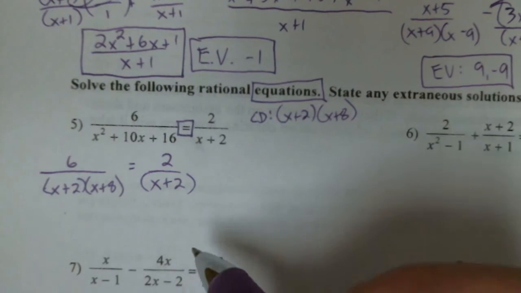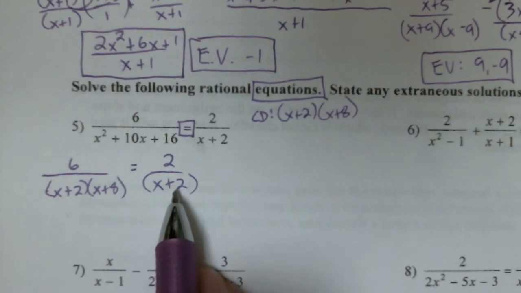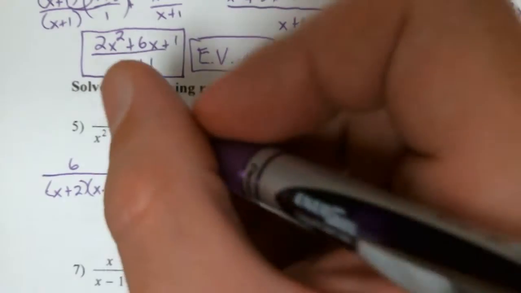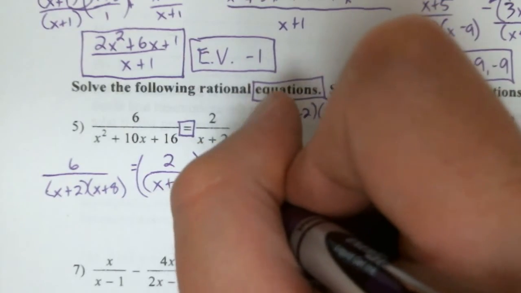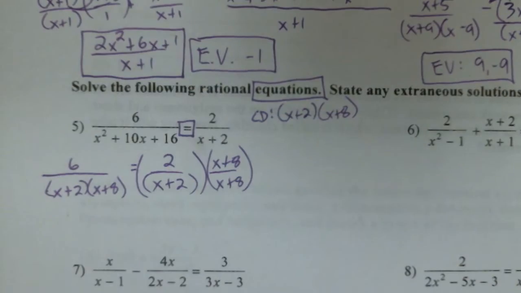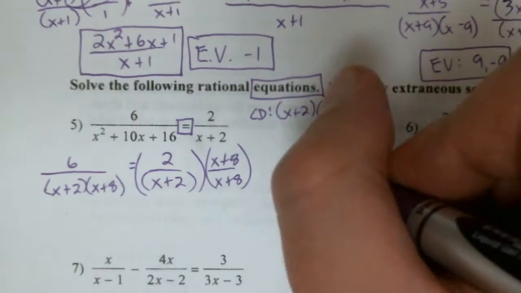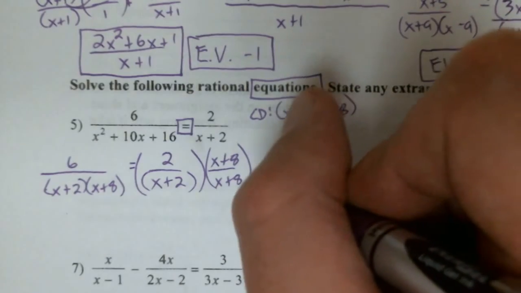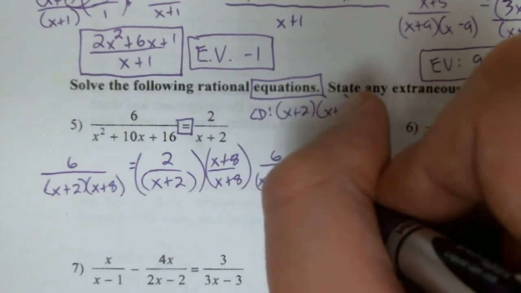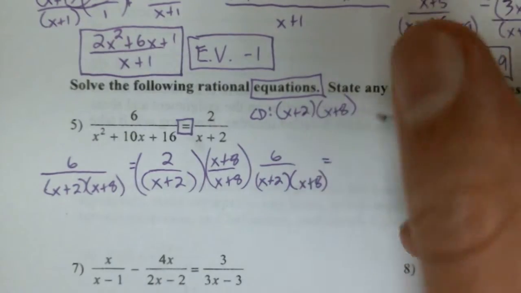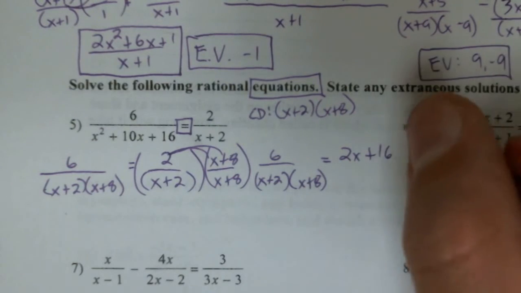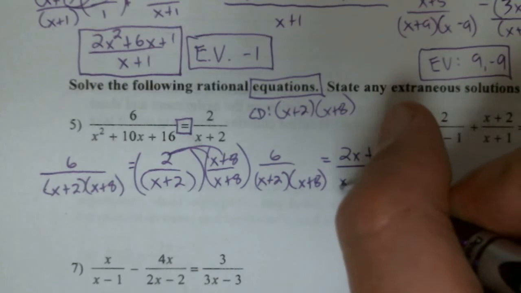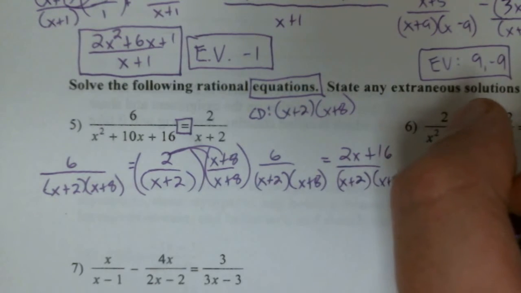Okay, so this guy needs a what? It's missing the x plus 8 piece. So I need to multiply this guy by x plus 8 over x plus 8. On the left-hand side, there's nothing to do there. I'll just copy that down: 6 over x plus 2 times x plus 8. And that's going to be equal to, now here I'm going to distribute. 2 times x is 2x, and 2 times 8 is plus 16. And that's also over my common denominator of x plus 2 times x plus 8.